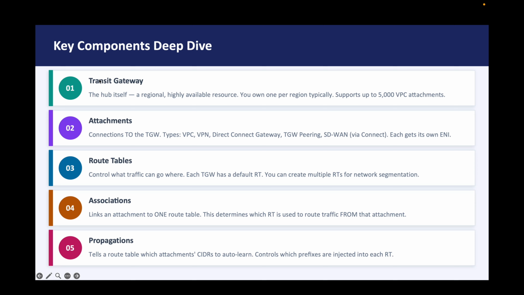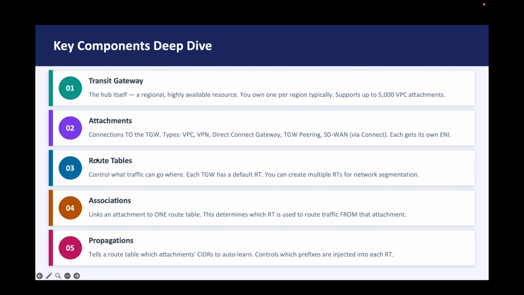So component 1, the transit gateway itself. The transit gateway is the hub resource you create in AWS. It's regional, so one transit gateway per region. It's highly available. AWS manages the underlying infrastructure across multiple availability zones automatically, and it can support up to 5000 VPC attachments. Component 2, attachment. An attachment is how you connect something to the transit gateway. Think of it like a plug that connects a resource into the hub. We have a VPC attachment, VPN attachment, Direct Connect gateway, etc.